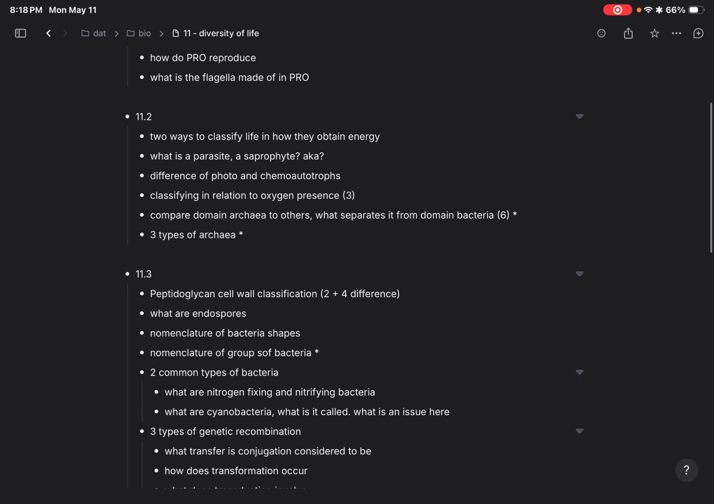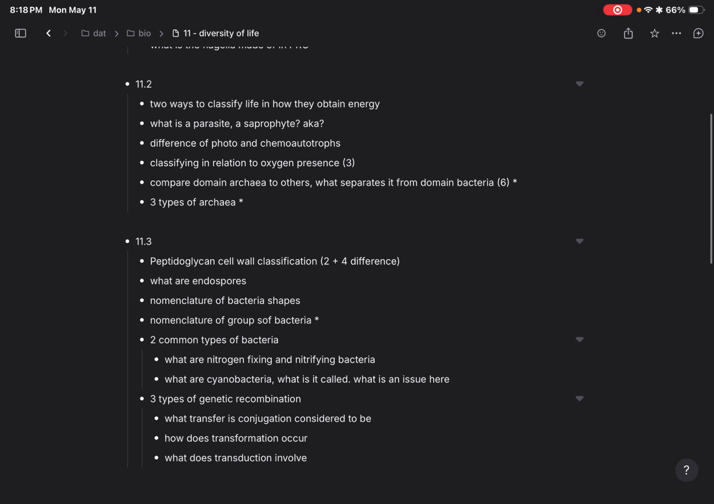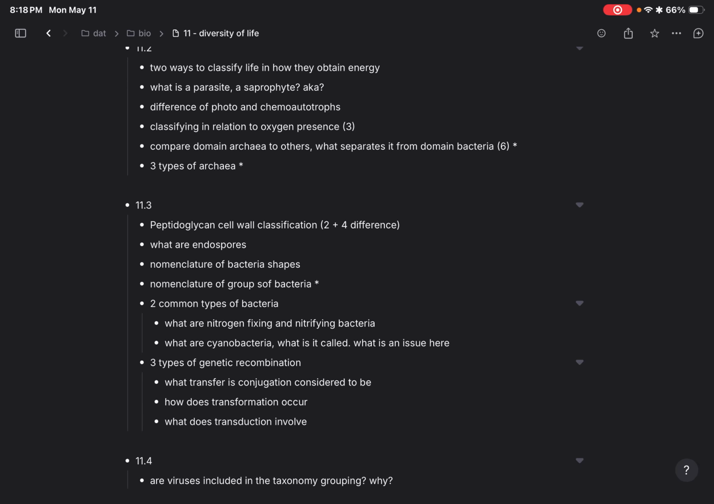Okay, compare domain archaea to others. What separates them from domain bacteria? They have introns. They have no peptidoglycan. They have their own kind of lipid membrane bonds. I think they have ethers rather than esters. Three types of archaea: they're methanogens, thermophiles, and halophiles.